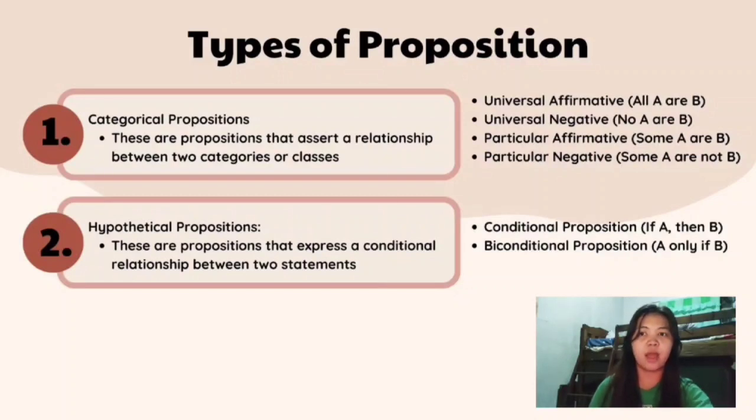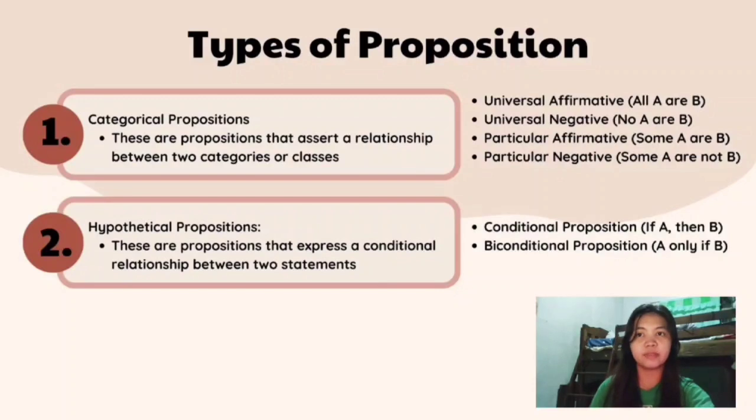The third one is particular affirmative, or some A are B. It's a categorical proposition that asserts that at least one member of category A is also a member of category B. For example, some birds can fly. And lastly, the particular negative, some A are not B, is a categorical proposition that asserts that at least one member of category A is not a member of category B. For example, some fish are not freshwater fish.